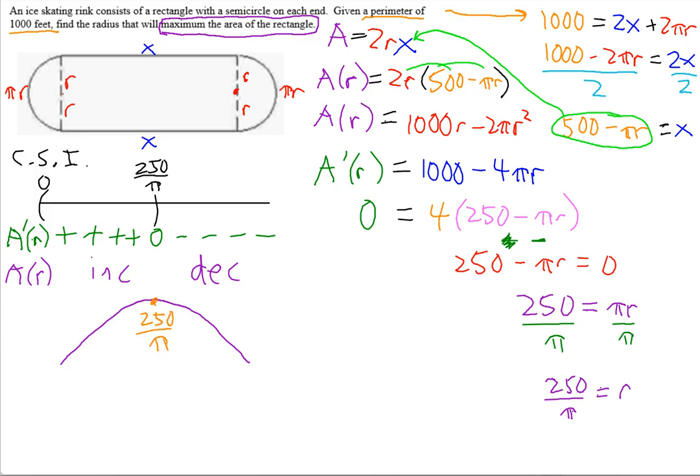And then let's see what it asks for. If it said to find the maximum area, we would take this radius and plug it back in here to find the actual area. But in this case, it just says to find the radius that will maximize it, and we just did that. So the radius would be 250 over pi, and then we just have to put the units on it. The units in this case, since the perimeter is in feet, the radius would also just be feet. It's one-dimensional.